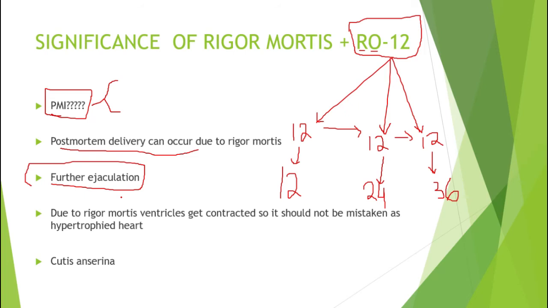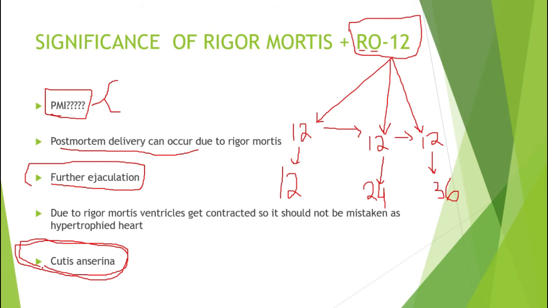So there are some important features that you need to know about the rigor. The first one is that due to rigor mortis, left ventricles get thickened and contracted, and it should not be mistaken as hypertrophied heart. And the last point is cutis anserina. Now this sounds very yo-yo to me. Have you ever seen those Godfather Italian movies in which they use terms like consigliere, pezzonovante, corpo regime, stronzo, etc.? Cutis anserina sounds just like that. So I like this term a lot. I don't know whether you are okay with it or not, but the concept is very simple.